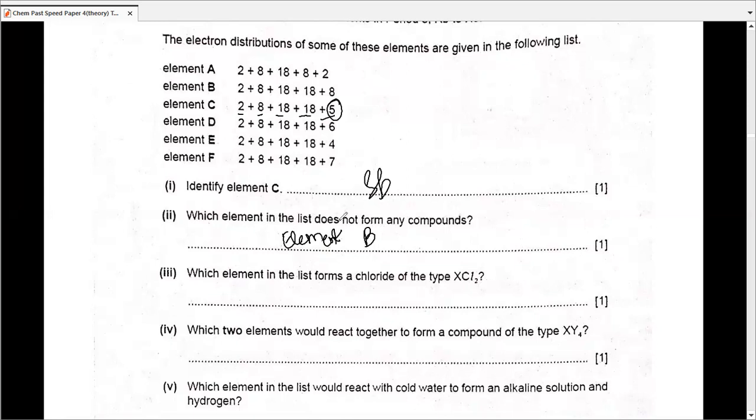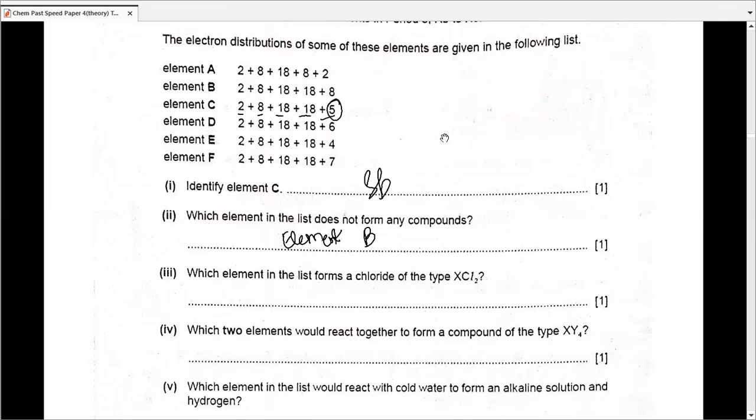Which element in the list forms a chloride of the type XCl2? Element F. No, element F is not the answer. Element F is going to form XCl, not XCl2. This is XCl2, so element F is not going to form it. It would form FCl, which is not what we want here.